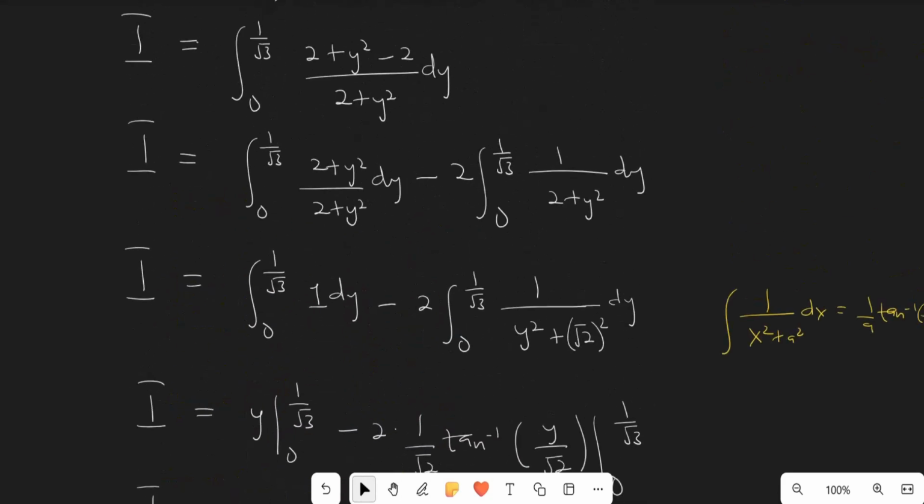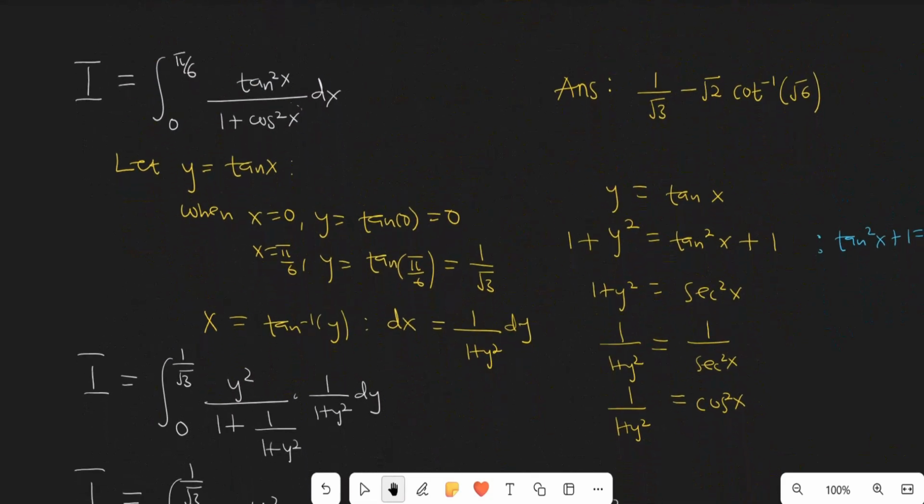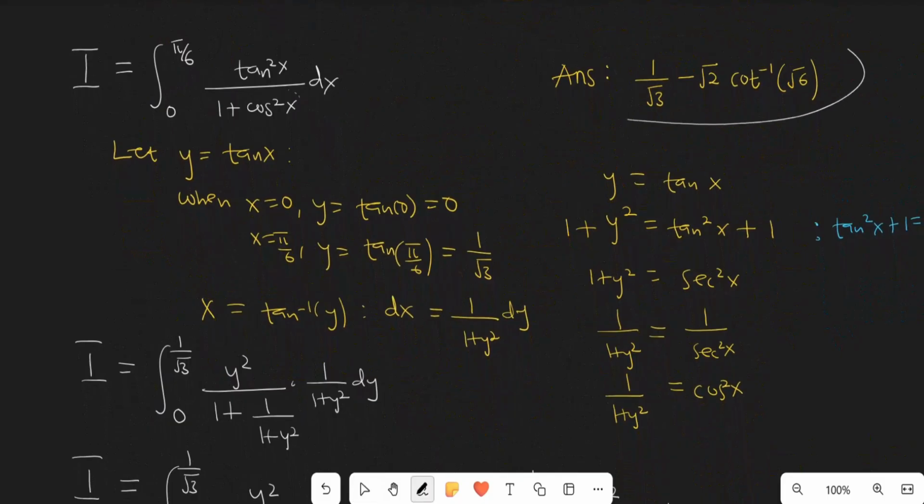So when we go to the top, we see that this answer matches exactly the answer I gave in the beginning. It matches the answer I got down there. That is 1 over the square root of 3 minus square root of 2, cotangent inverse of the square root of 6. And that is the answer to this beautiful integral.